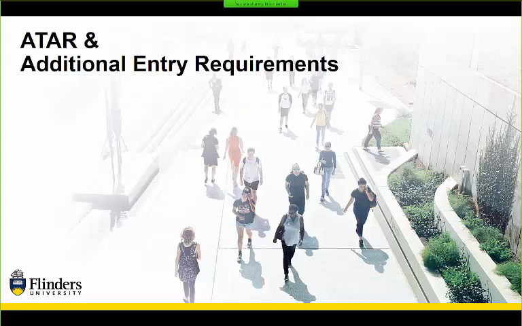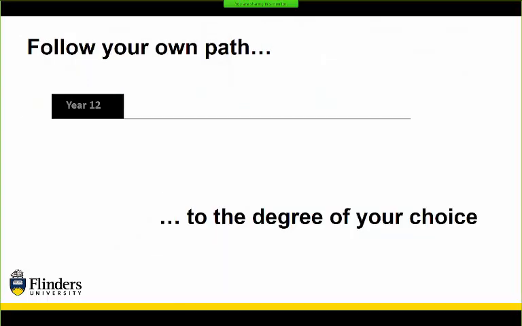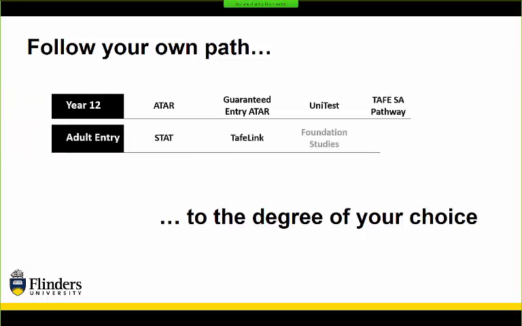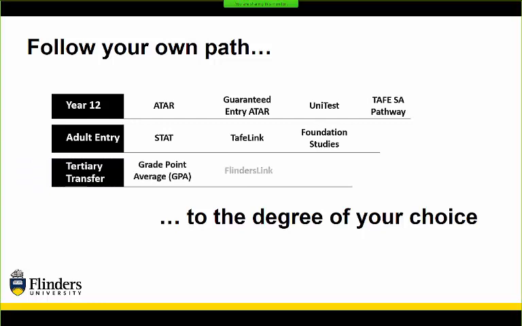Okay, to get things started with the application, as you may or may not know, there's lots of pathways into university. Your ATAR is probably the most straightforward way, and that's what I'll be speaking about largely today. However, if things don't go to plan in Year 12, then you do have other options available to you. Things like STAT, TAFE Link, Flinders Link, Foundation Studies. These are all things that can help get you into university. If you are interested in finding out more on these, we will be running some webinars on pathways into university. It's probably best you tune into one of those.